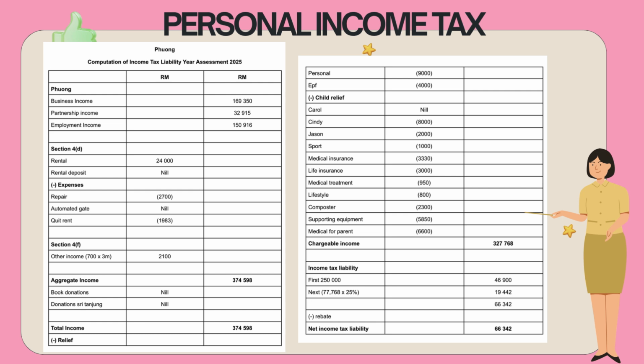The first RM 250,000 is taxed at RM 46,900, while the remaining RM 77,768 is taxed at 25%, which is RM 19,442. Therefore, the total and final net income tax liability for Phuong is RM 66,342.